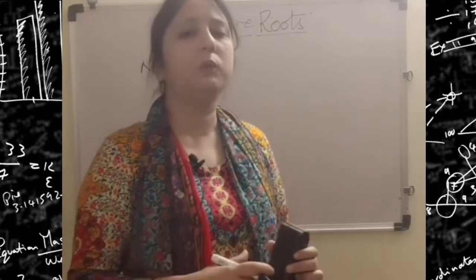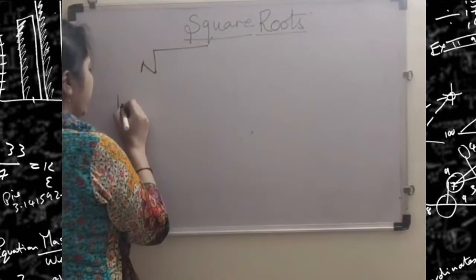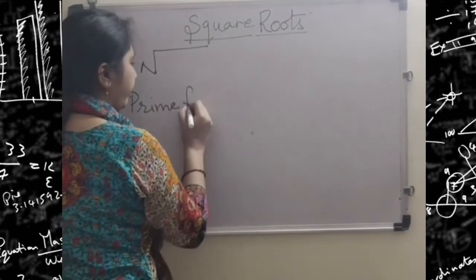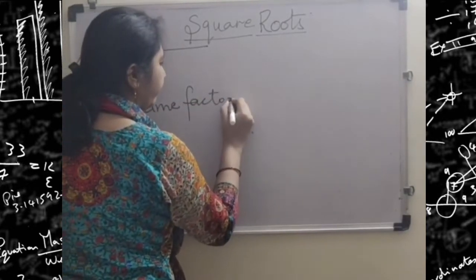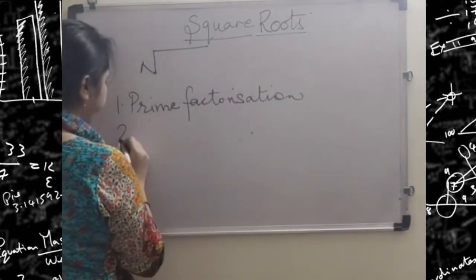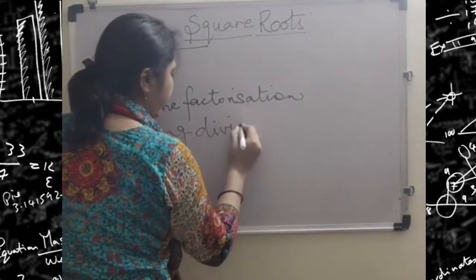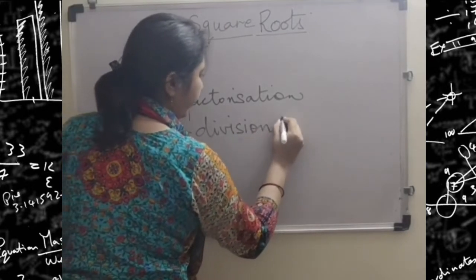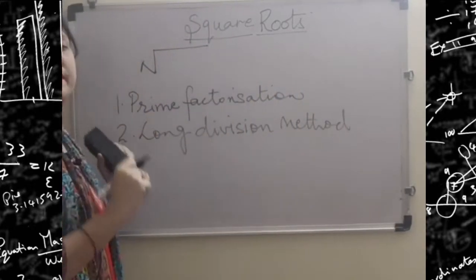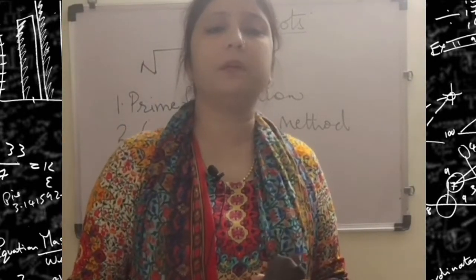For finding the square root of numbers, we have two methods. The first one is prime factorization method, and another one is long division method. These are the two methods that we are going to use to find the square root of a particular number.